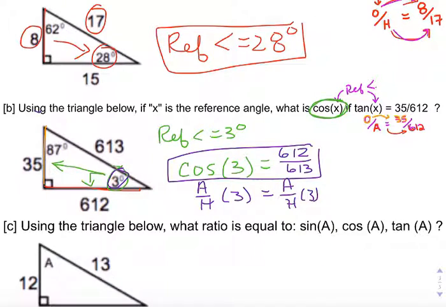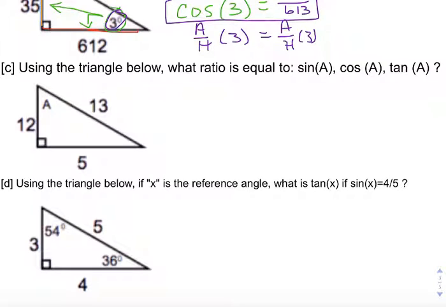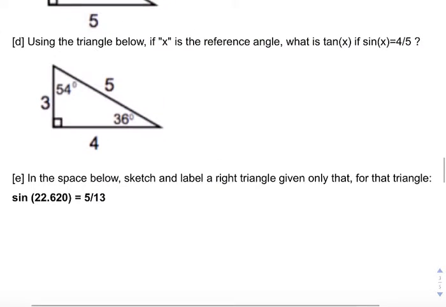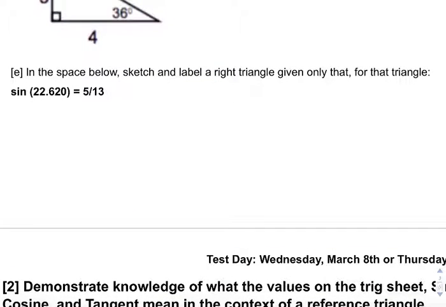All right. We're going to skip part C, because I think that's a little straightforward. It's just asking you to call the ratios. And I want to talk about part E. So part E is a little bit weird.